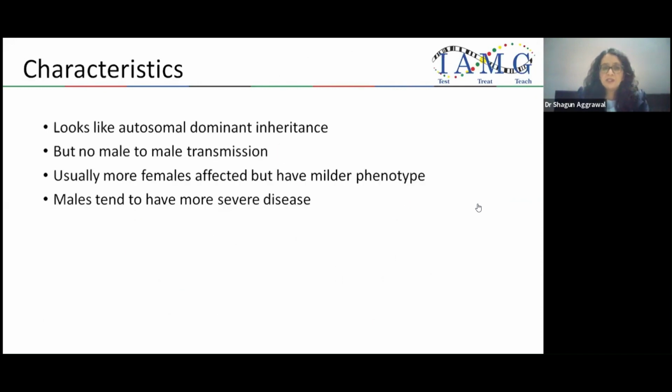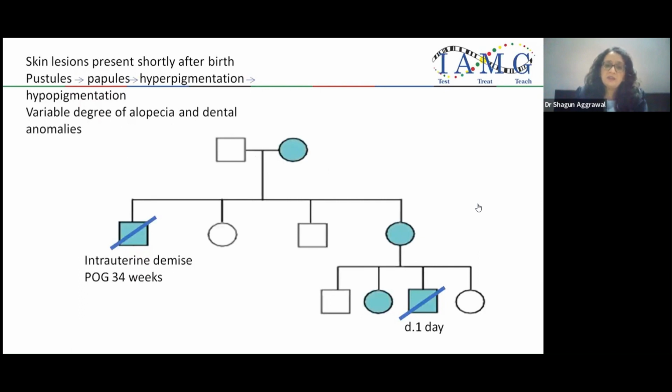So just to reiterate then, X-linked dominant inheritance looks like autosomal dominant but does not have any male-to-male transmission. And here usually females are affected, but they have a milder phenotype as compared to the males. And in fact, in certain X-linked dominant conditions, you may find only females in the family, or more predominantly females in the family, because the condition could be lethal in the males.